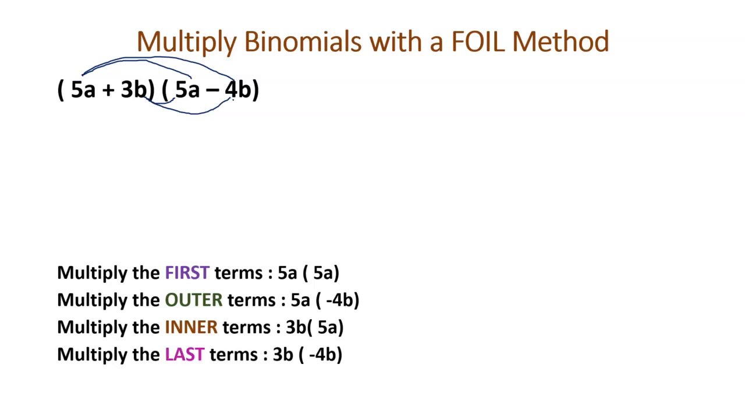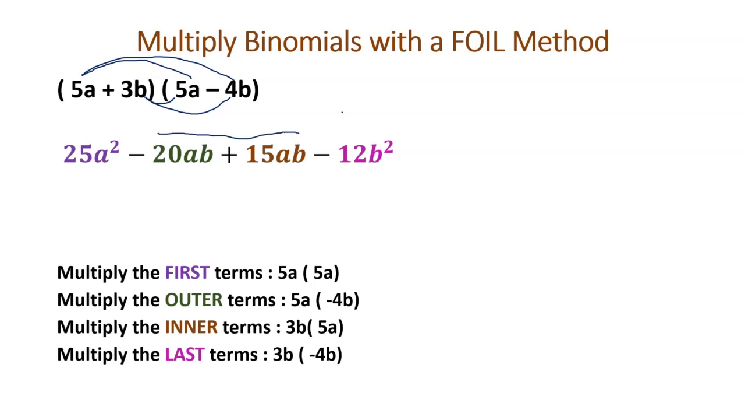And then I'm going to multiply my last term, 3b times negative 4b. That should give me negative 12b squared. So this is what I get, 25a squared minus 20ab plus 15ab, or ba, same thing, minus 12b squared. The middle two right there, you can combine. They're like terms because of ab and ab. That should give you negative 5ab in the middle. Our final answer is 25a squared minus 5ab minus 12b squared.